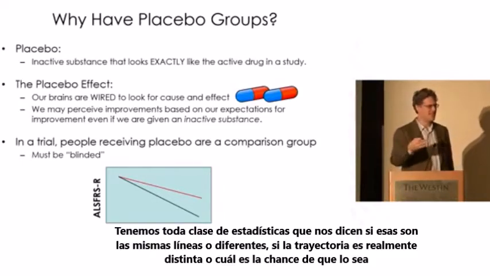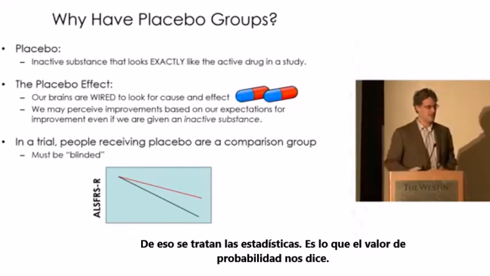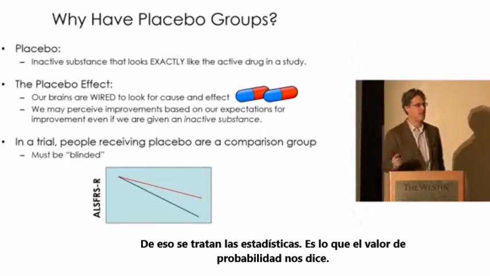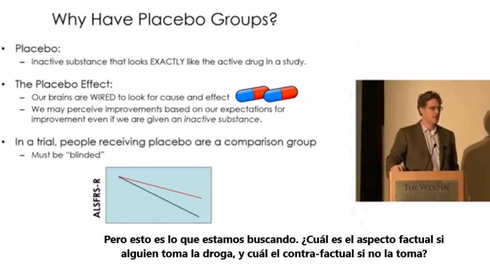And we have all kinds of fancy statistics to say, are those actually the same line or are they different lines? Is the trajectory actually different? What's the chance that trajectory is actually different? That's what all the statistics are about. That's what p-value tells you. But this is really what we're looking for. What is the factual if someone takes the drug, and what's the counterfactual, that is, if they don't take the drug?